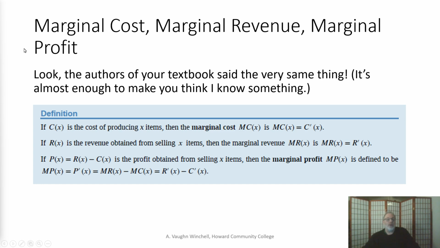R of X is the revenue that I would get from making and selling X of them. R of 200 is the revenue from selling 200 skateboards. Profit is the revenue minus what I pay for my expenses. It's revenue minus cost. And it makes sense then that marginal profit, P prime of X, is marginal revenue minus marginal cost. P prime of X is R prime minus C prime. Okay, that was definitions of terms.